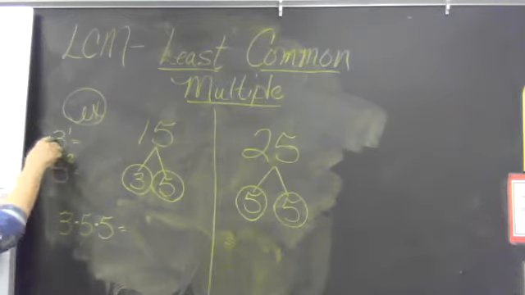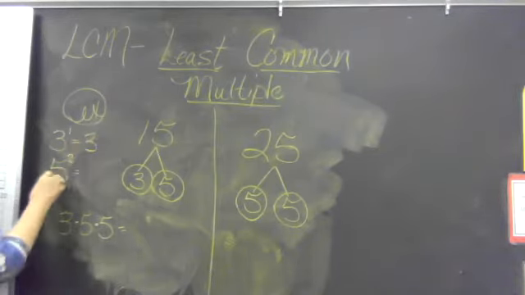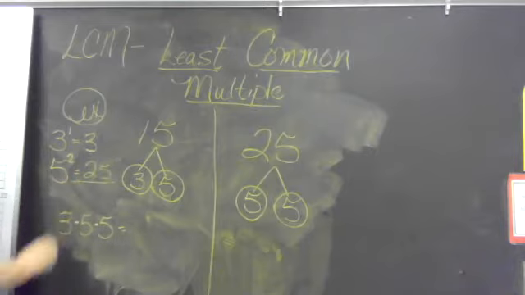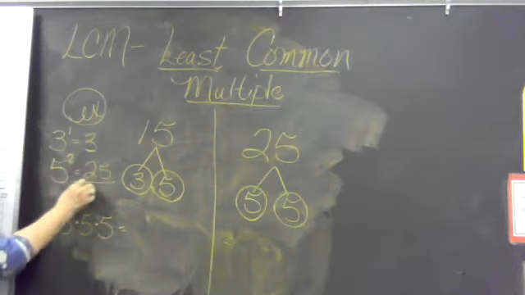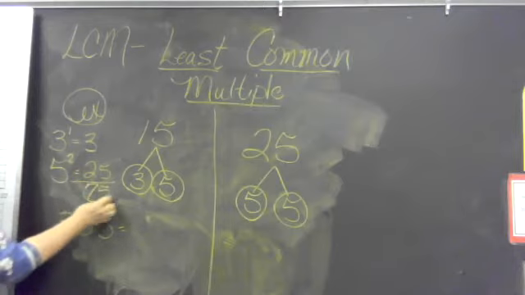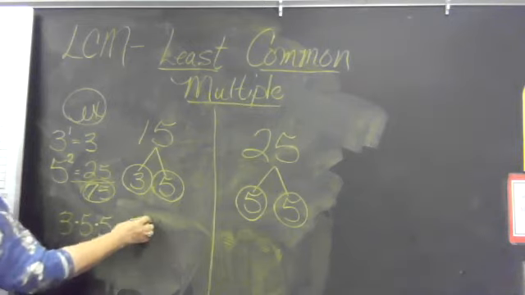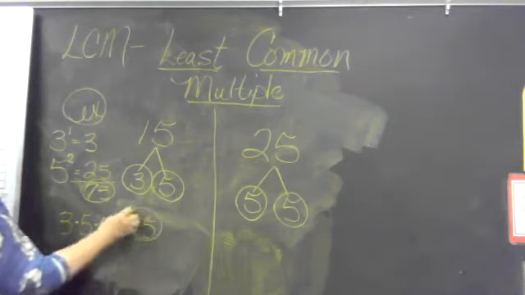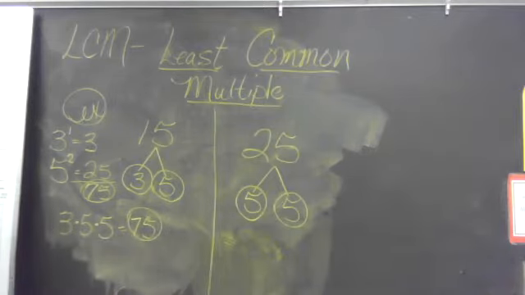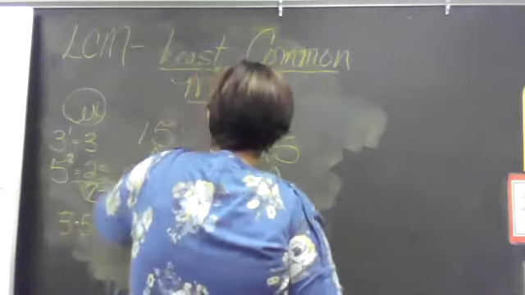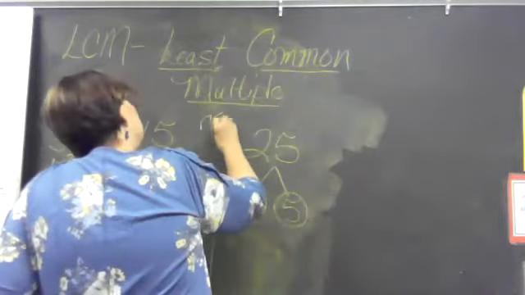3 to the first is 3, 5 to the second is 25, and you're going to multiply those. They'll come out the same answer. 3 times 25 is 75. 3 times 5 is 15 times 5 is 75. So the least common multiple between these two numbers, or the common denominator, would be 75.